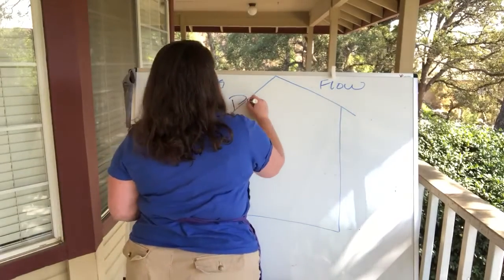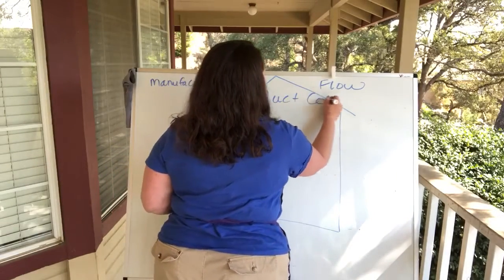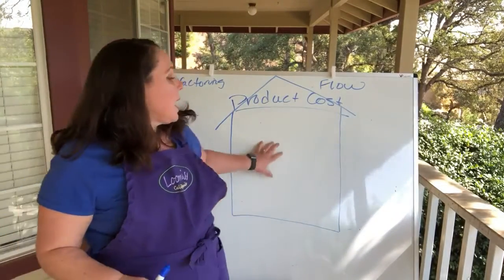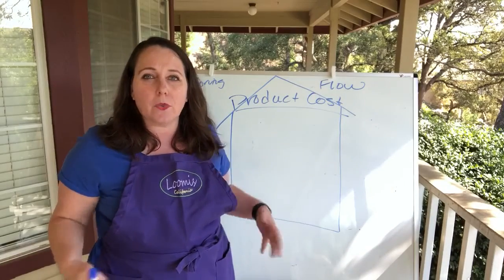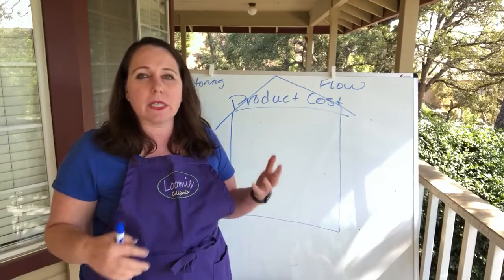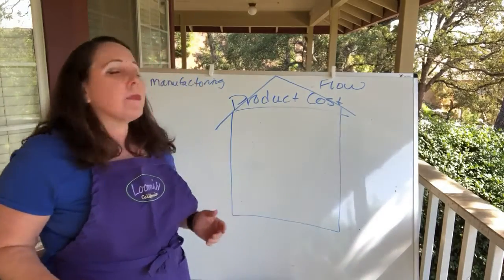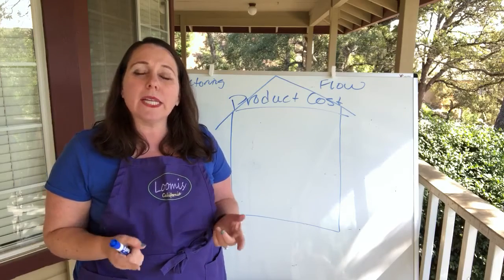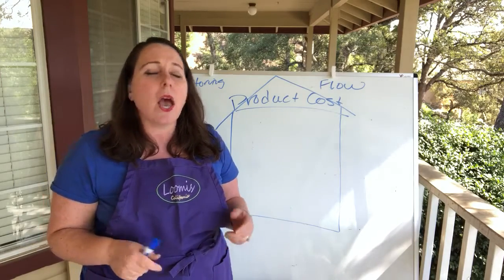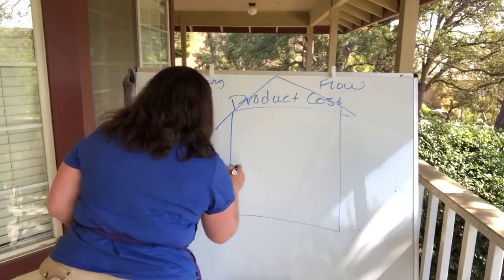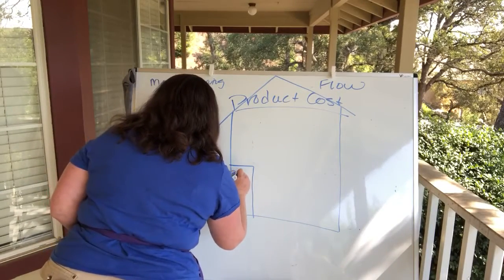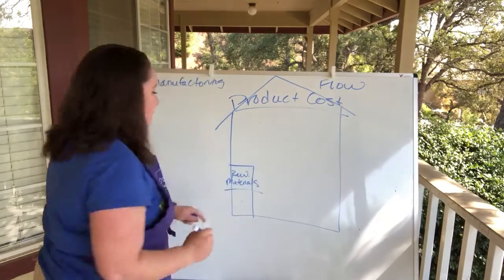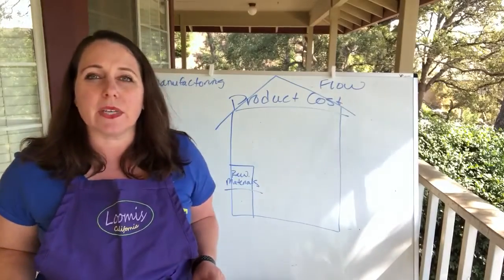Everything within here is a product cost. All right, so we have our main factory where we are making something. We're building something, we're assembling something, we're creating something. But before we can start making our product, we need to purchase the raw materials, right? So right here, we're going to have where we receive our raw materials, okay?